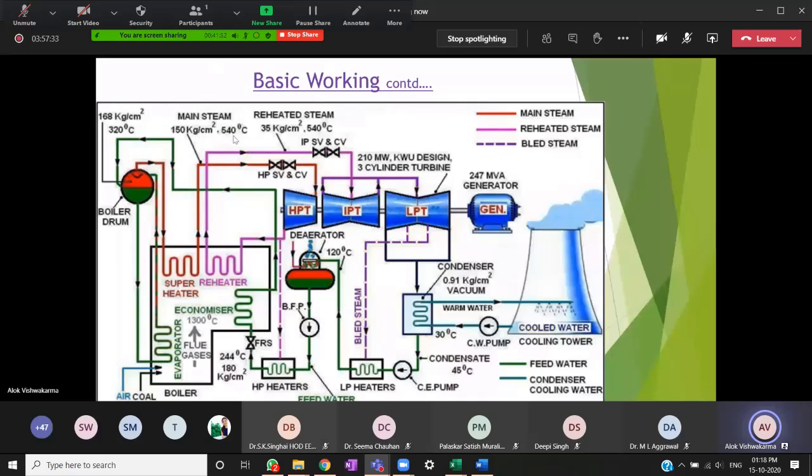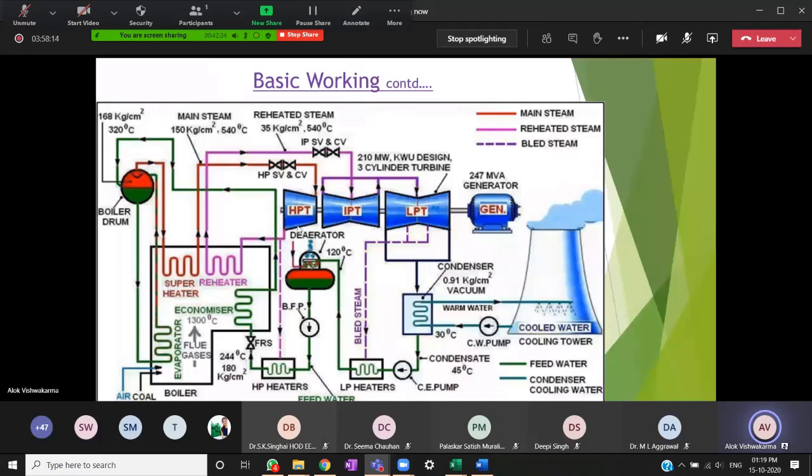Now it is going to the HP turbine. This is the high pressure turbine, and this is the stop valve and control valve. We have to regulate generation also. So how do we do it? How much steam you put in, that much generation there will be. If you have to reduce or regulate the load, this control valve is there, and this one is the stop valve. In case of any emergency, we can isolate it.